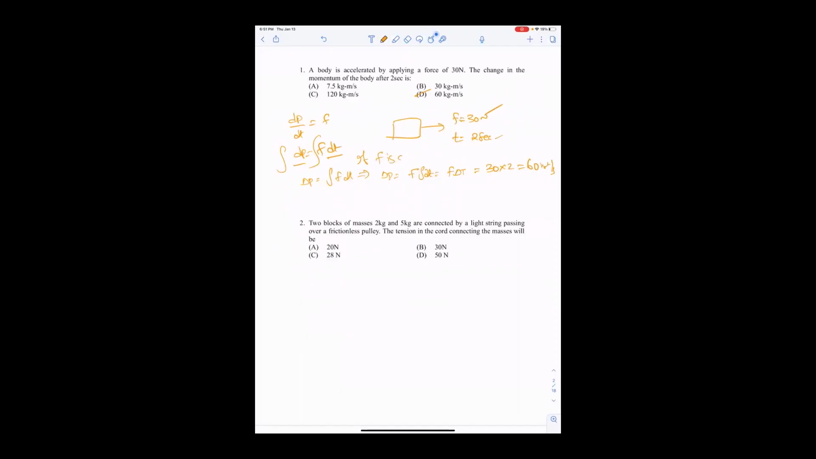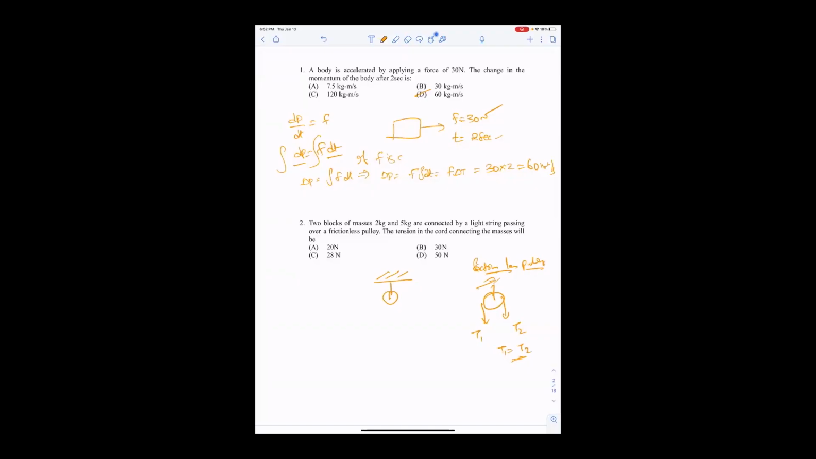Next one. Two blocks of mass 2 kg and 5 kg are connected by a light string passing over a frictionless pulley. So people say frictionless pulley. What is the meaning of it? When there is a pulley, the string is taut. There is a wire tension T1. There is another wire tension T2. If it is frictionless, T1 is equal to T2.